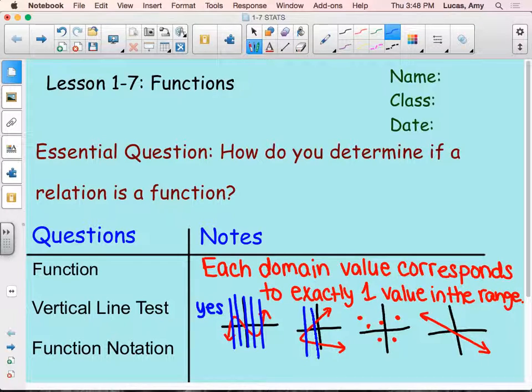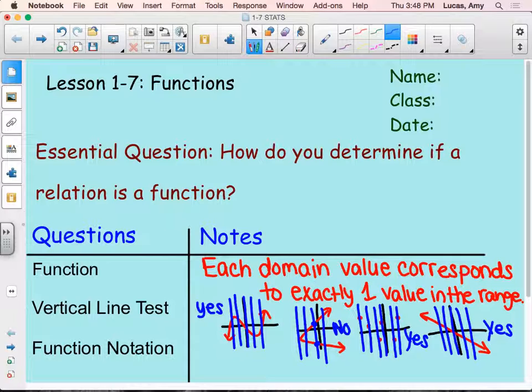This one, however, if I draw vertical lines through it, if even one vertical line hits your graph twice, like this right here, then it is not going to be a function. The next one, when you're working with dots, as long as each dot is on a separate vertical line, it's a function. And then this one over here, each vertical line hits once, so it's a function. So of my examples, I had 3 that were functions, 1 that was not.